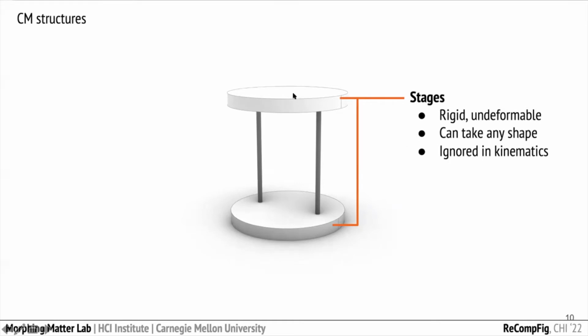For example, you can design the rigid stages into a handle or whatever shapes for gripping, to make sure it's really easy for the user to hold onto the object. And because they don't take part in the deformation, they're often ignored in the kinematics.